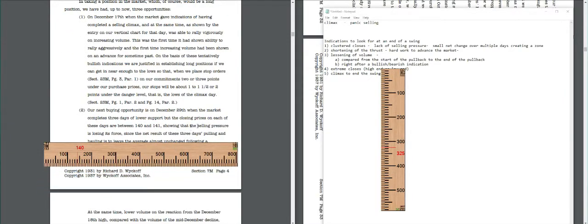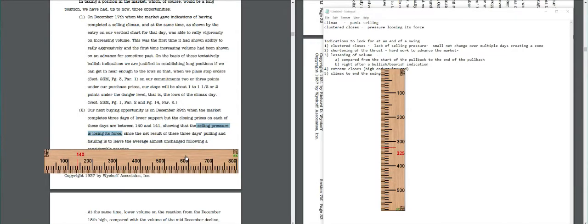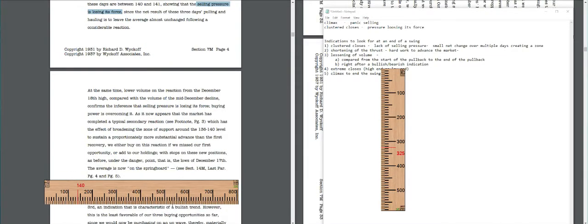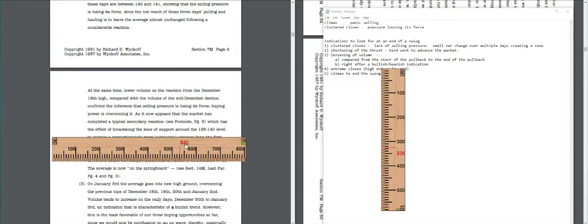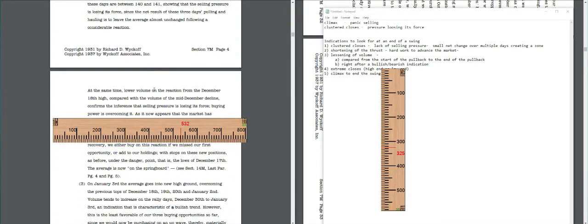That's what he says. Selling pressure losing its force. So, clustered closes. Pressure, whatever it is, buying or selling pressure, losing its force. Force of the selling or force of buying is weak. Then what he says, the lower volume confirms the inference that selling pressure is losing its force.